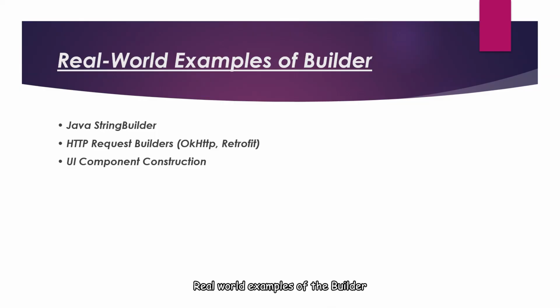Real-world examples of the builder pattern include StringBuilder in Java, which allows us to efficiently build strings without creating multiple intermediate string objects. Similarly, HTTP request builders in libraries like OkHttp let us create complex HTTP requests with many parameters like headers and body data. Another great example is UI frameworks where components like buttons, text fields, and layouts are constructed using a builder, making UI creation both clear and flexible.